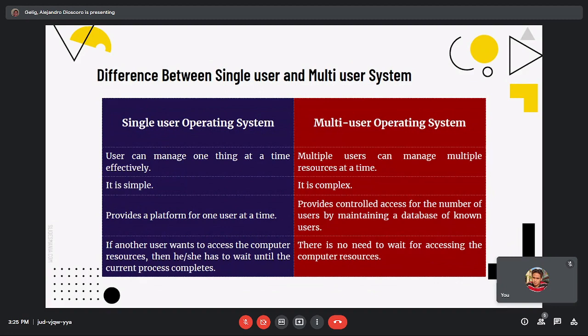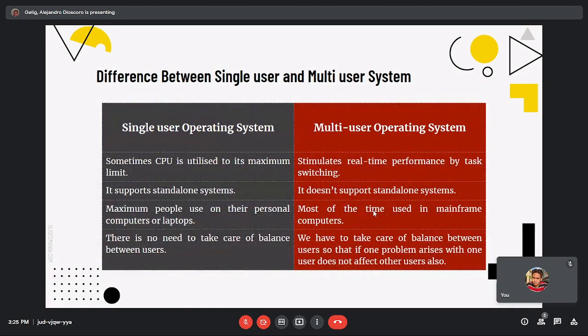Next, in the single-user operating system, the central processing unit may be used to its utmost capacity, while the multi-user operating system simulates real-time performance by simply task switching.